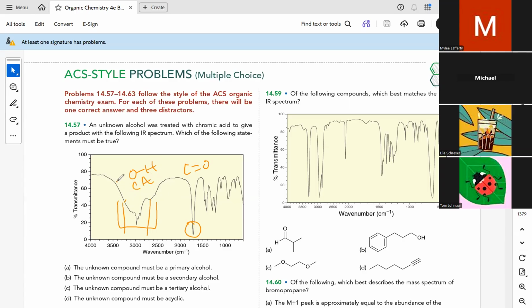If it was an alcohol, it would look like a smooth OH stretch there, not quite as broad. So let's see here for 57. Hold on. Again, I don't trust my answer key.